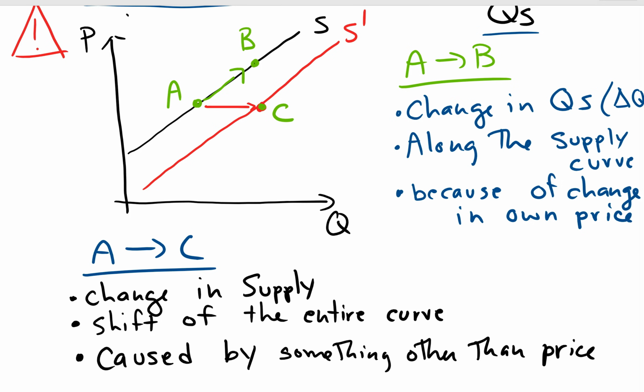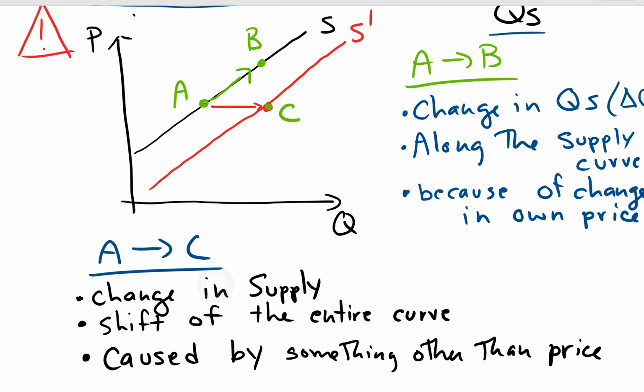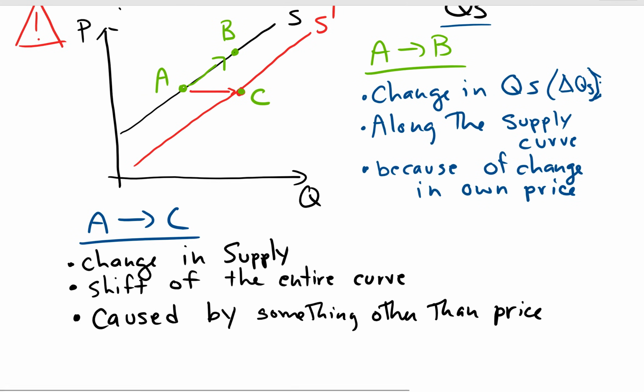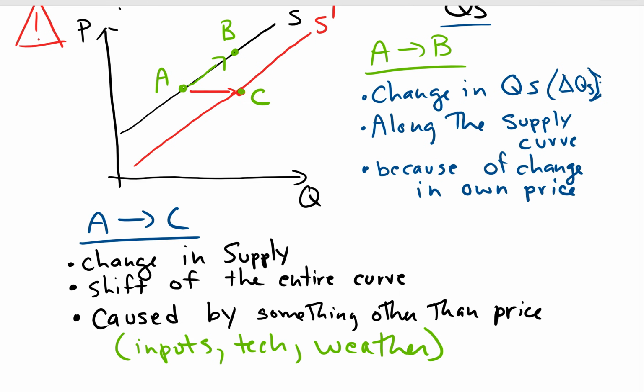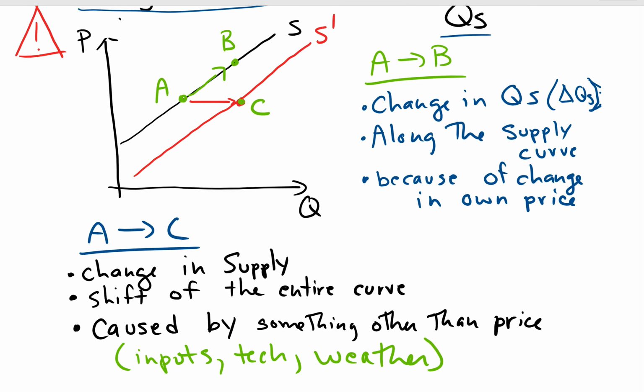Some of the examples we had here that were other than price were things like inputs, tech, weather, etc. So these are two clear differences. Make sure you can distinguish them. Whenever we have a change in quantity supplied, we're talking about this movement from A to B caused by the price changing. And when we have a change in supply or an increase in supply, for example, then we're talking about this movement from A to C, and it's caused by something else. It's not caused by price.